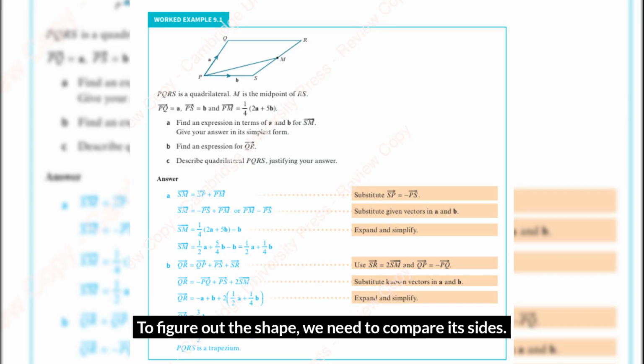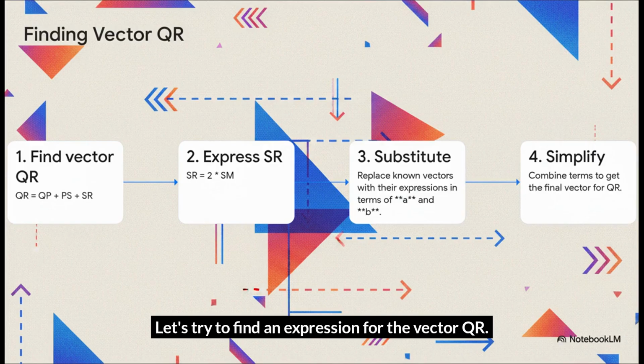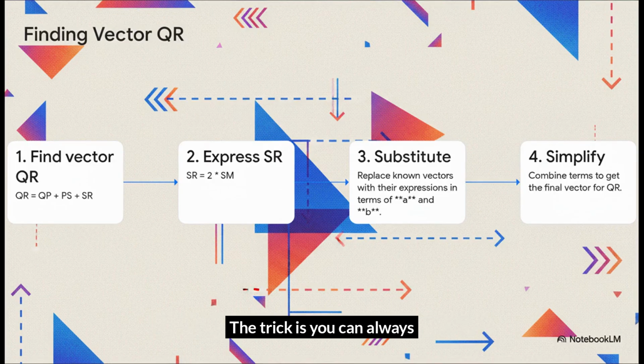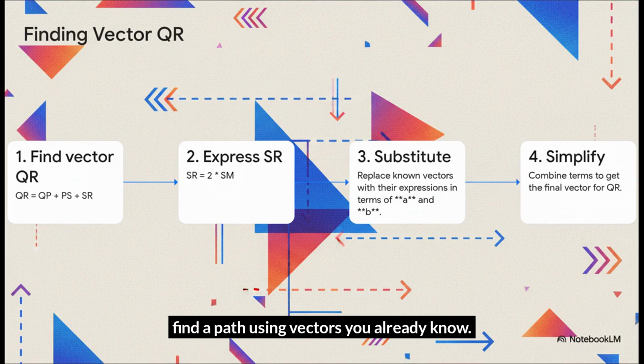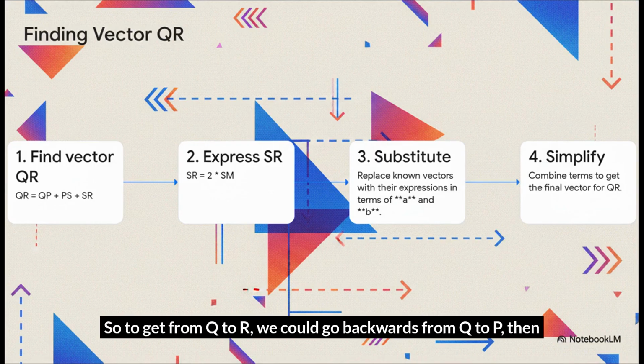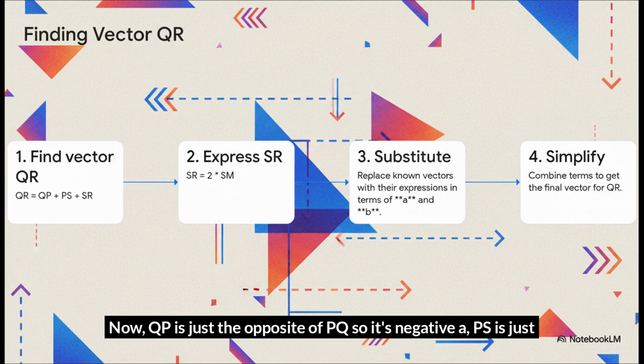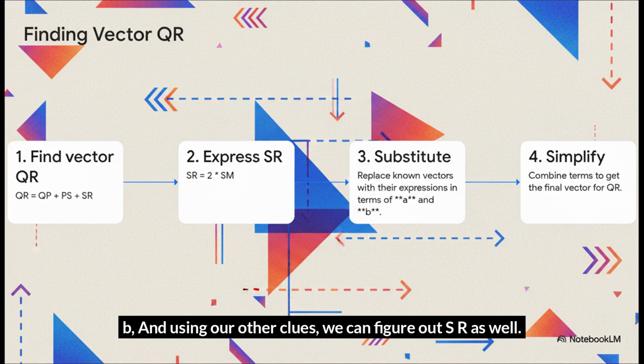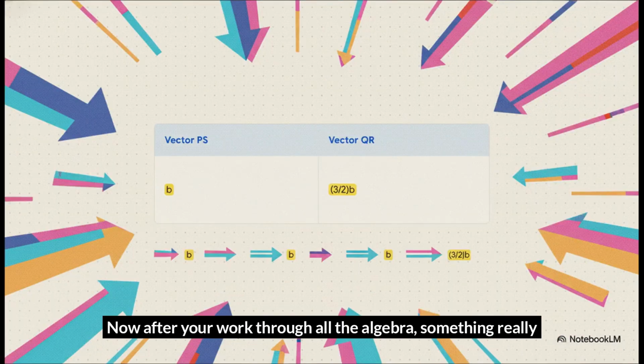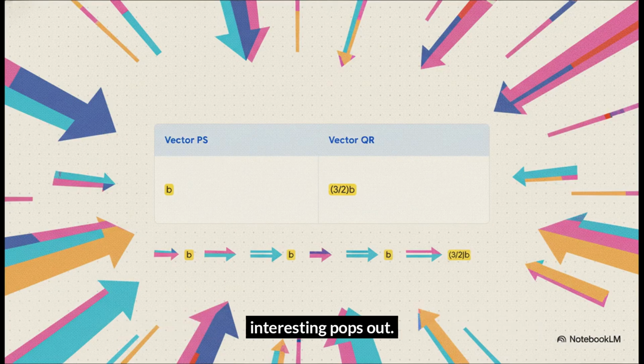To figure out the shape, we need to compare its sides. Let's try to find an expression for the vector QR. The trick is, you can always find a path using vectors you already know. So to get from Q to R, we could go backwards from Q to P, then from P to S, and finally from S to R. Now, QP is just the opposite of PQ, so it's negative A. PS is just B. And using our other clues, we can figure out SR as well. Now, after you work through all the algebra, something really interesting pops out. We find that the vector QR simplifies down to 3 over 2 times B.